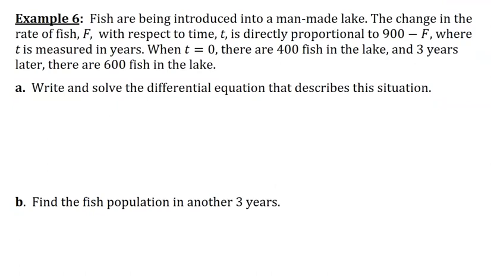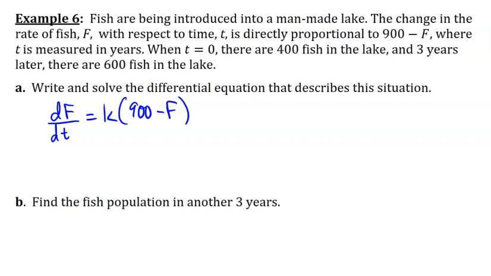It says the change in the rate of fish, so the change in the rate of f, so the derivative of f with respect to t, is directly proportional, don't forget your variation constant, to 900 minus f, so the difference between 900 and f, okay? And it says t is measured in years.